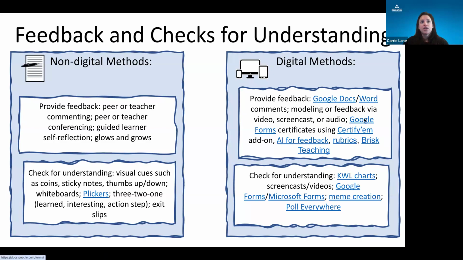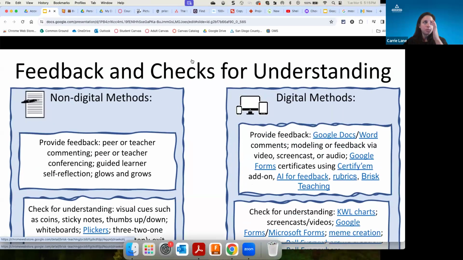I put on here, you can always use, there's this program called Certify'em that adds certificates when students complete Google Forms. And then back to our AI, there are lots of AI tools. I will take us back to MagicSchool to show you how you can use it for feedback and rubrics. And then there's another tool called Brisk Teaching that I'll demonstrate for you.